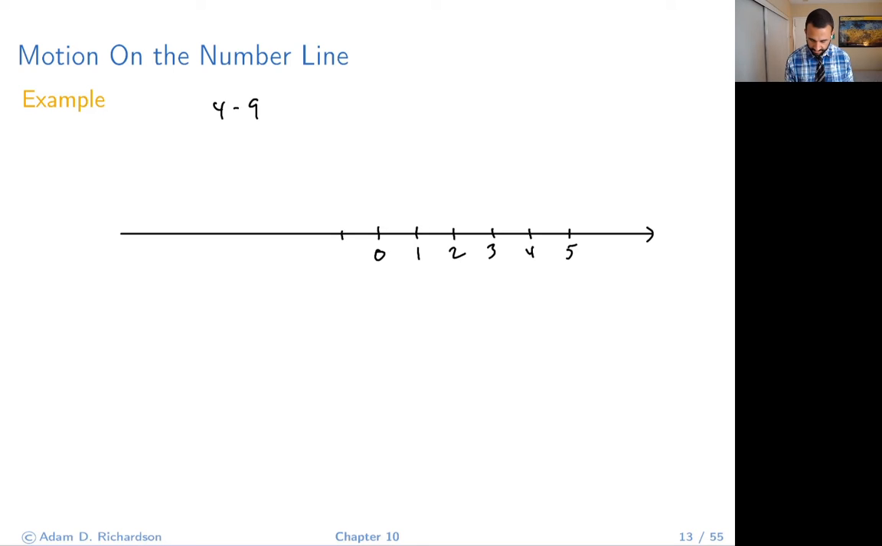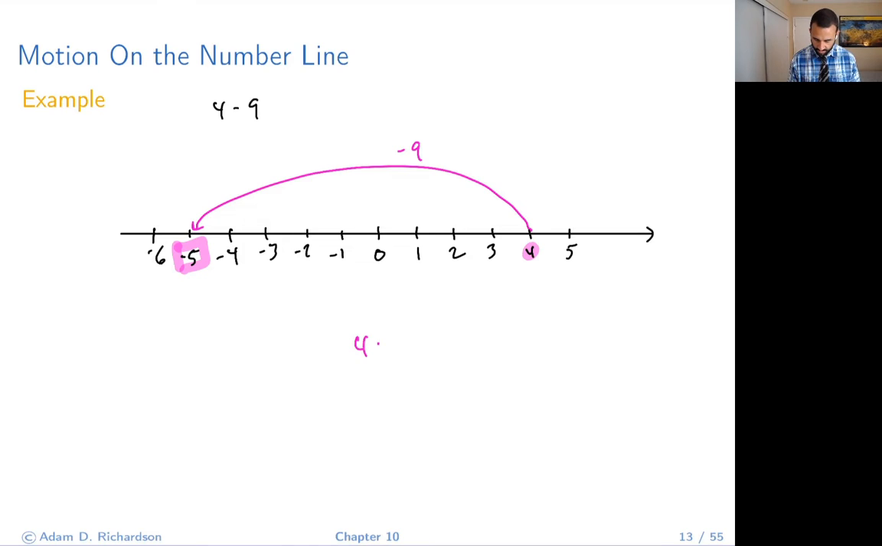Then I'm going to put some other numbers down here. In the beginning, you should almost always draw zero if you can, just to give students a sense of where that is. We do negative 6 here. Then I'm going to do 4 and take away 9. So I'll start at 4, and then take away 9. I'll count in my head 1, 2, 3, 4, 5, 6, 7, 8, 9, and then draw my arrow. Take away 9, and we end up at negative 5. So 4 minus 9 equals negative 5. There we go. That's how you would model it on the number line.